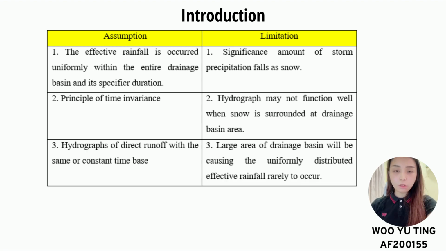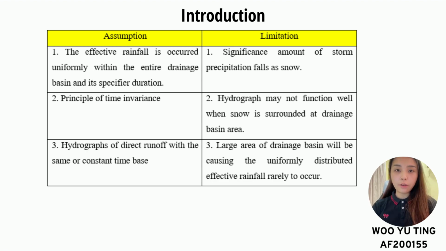The second assumption is the principle of time invariance. Time invariance means that the hydrograph of direct runoff resulting from a given pattern of effective rainfall will remain constant. Another assumption is that the hydrograph of direct runoff with the same or constant time base will be produced by effective rainfall of equal duration. For limitations, a unit hydrograph is suitable for any size of drainage basin in theory.